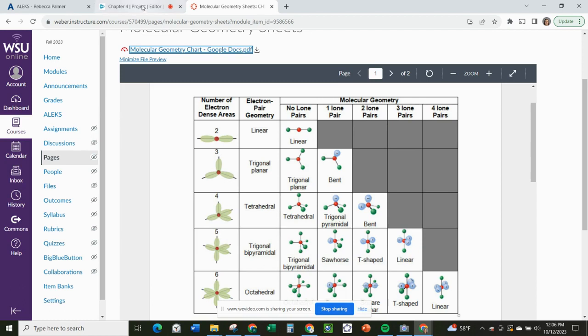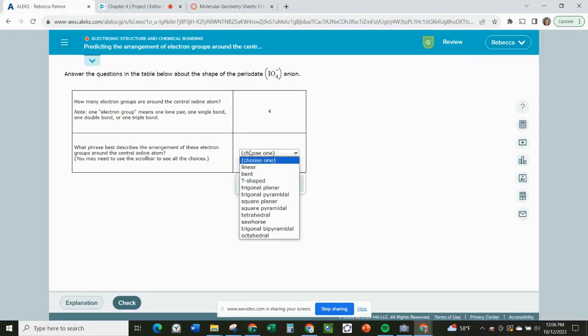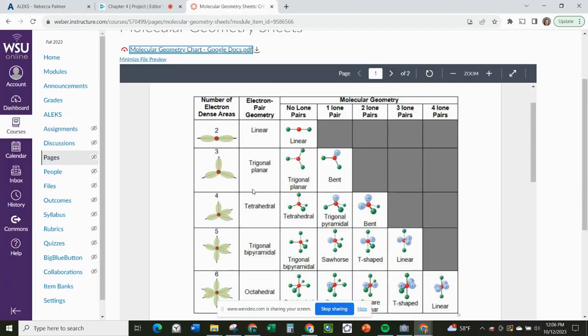So let's go back to Alex and look for tetrahedral. Good thing we don't have to worry about spelling here. Okay, so we have 4 electron groups, and those electron groups, not the molecular geometry, make it tetrahedral.